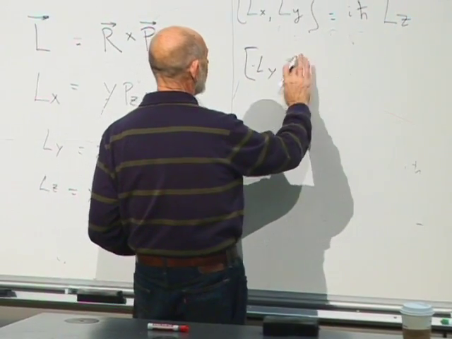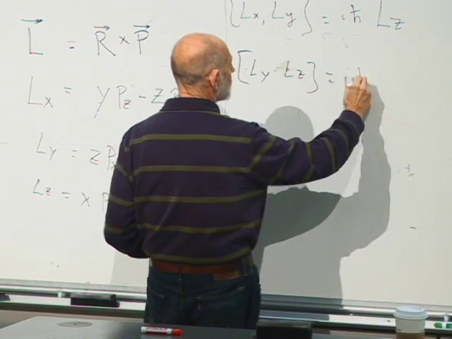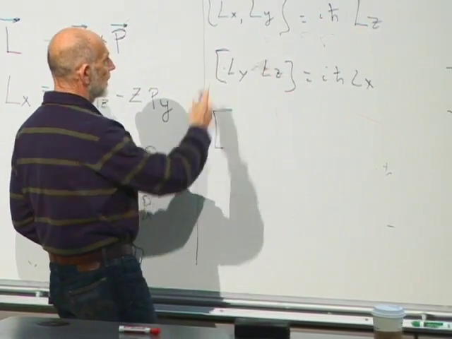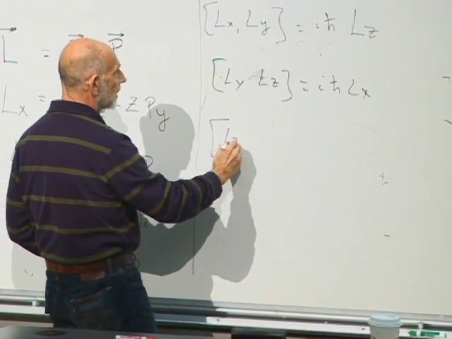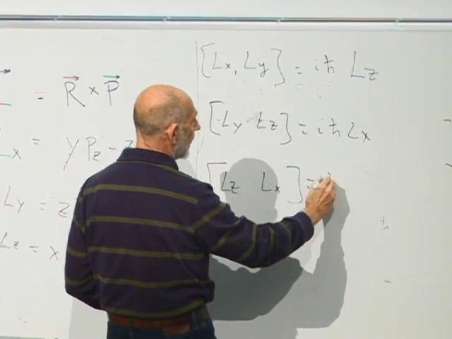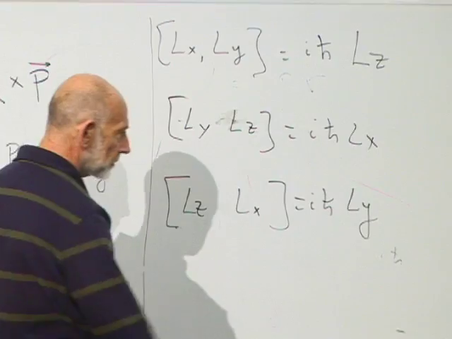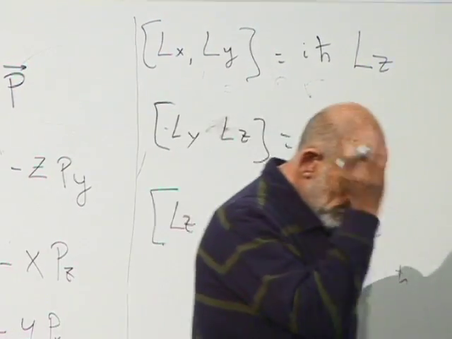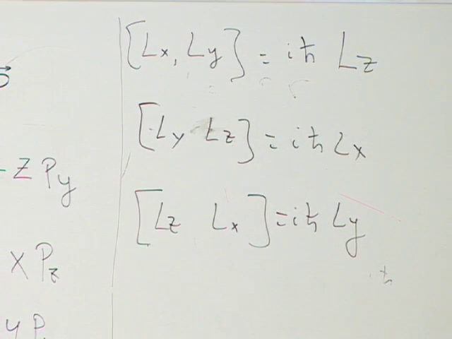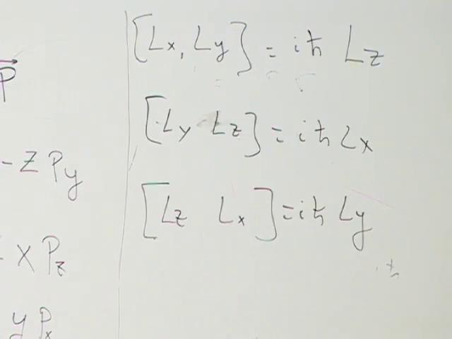LY with LZ is iħ LX. And what's the next one? LZ with LX... XYZ. YZX is iħ LY. And LZ LY... Okay, those are the fundamental relationships on which the theory of angular momentum is built.